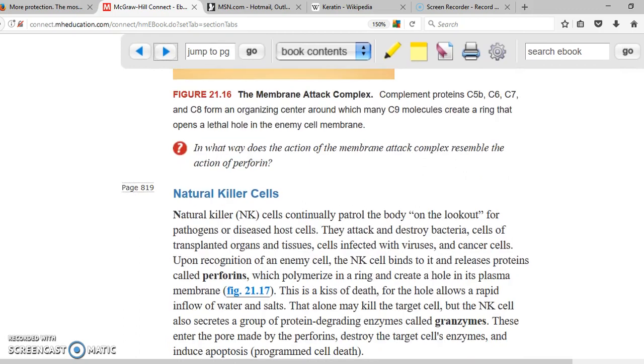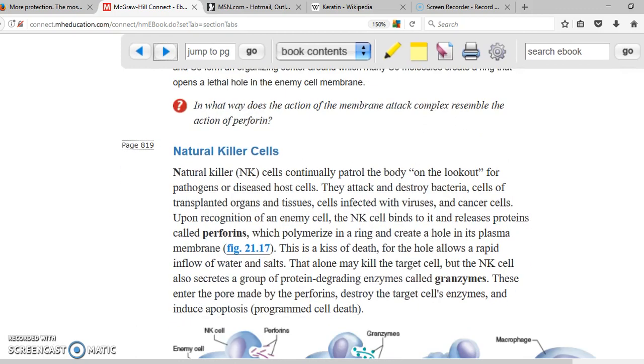Next ones are going to be natural killer cells, which I already mentioned as well. I said that that's a type of lymphocyte, and the main job of it, as part of the non-specific resistance, is to destroy cells that are infected with viruses, cancer cells, transplant cells, as well as some other microorganisms.